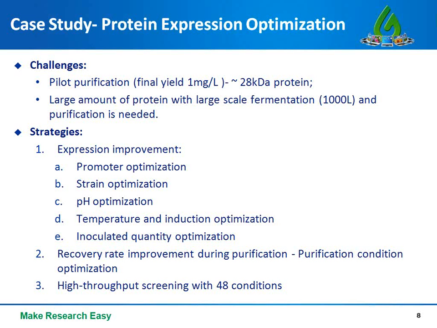With the yield of 1 mg per liter, even with 1000 liter fermentation, it only produces 1 gram protein, far from his desired amount. And it would be too costly if further increasing the culture volume. Therefore, the expression needs to be optimized so that the production efficiency can be improved. Here is the list of parameters we optimized for the customer. The parameters included in the Potential Gold package. And we also optimized the purification conditions to increase the protein recovery rate.